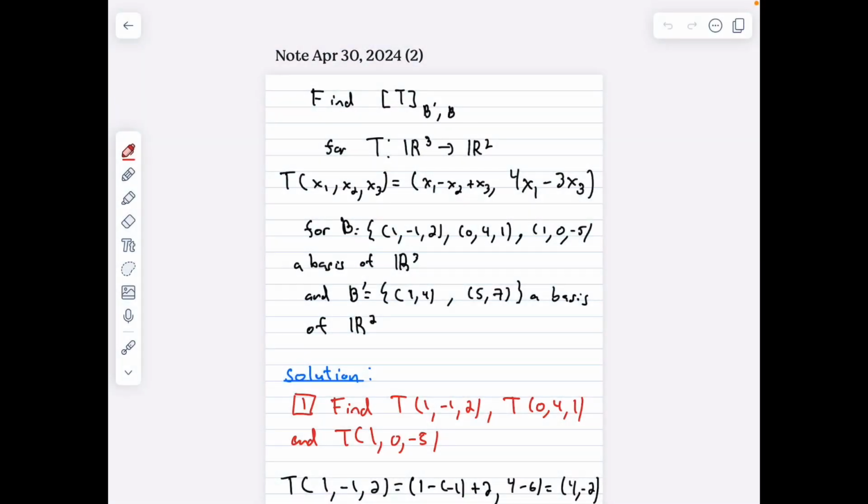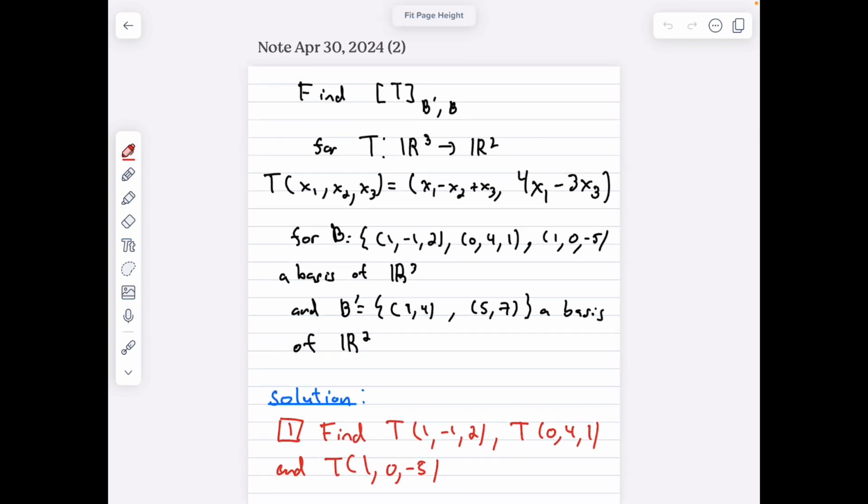Hello everyone, so today we're working on a linear algebra problem. We're working with a transformation and we're trying to find a matrix representation for this transformation T with respect to two bases, which we call B and B prime. We have to find the matrix of T going from B to B prime, and usually that's read right to left instead of left to right.